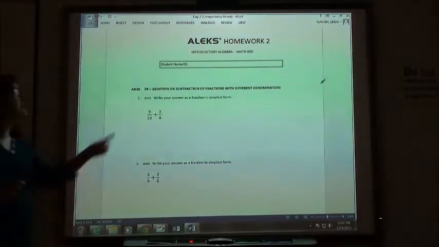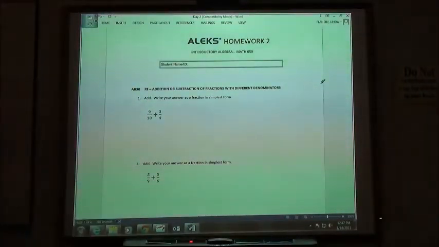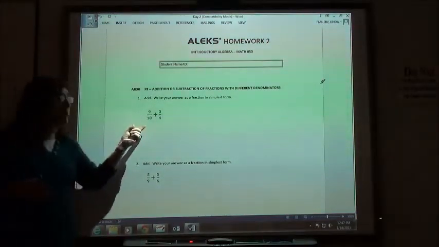So we are going to do some fraction stuff today. First one, starting out with adding fractions. We did adding and subtracting fractions that already had a common denominator. But what happens when you don't have a common denominator? If you don't have a common denominator, you have to make it so you do have a common denominator so that you're adding like terms.